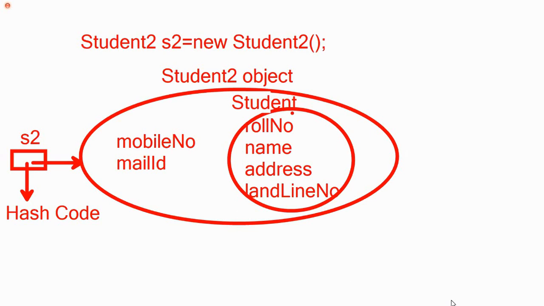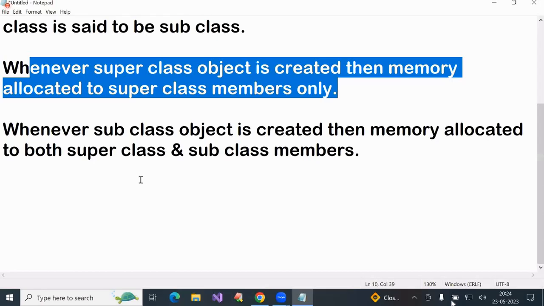But the person is one only, having parent features and additional features. Your object is Student 2, one object only. This object contains Student members plus additional features. That type. Next.